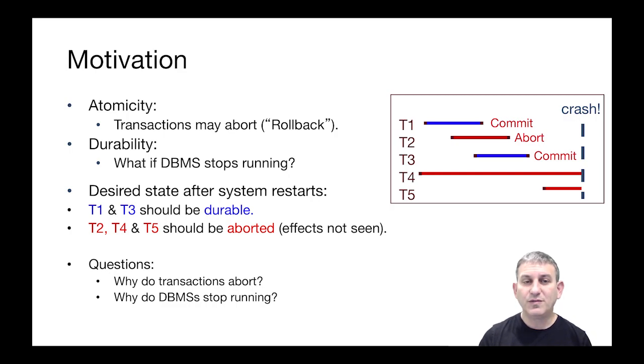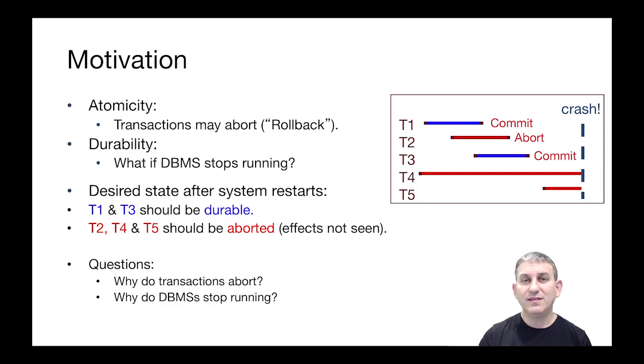Now, from a durability perspective, if the database system does crash, which it does in this scenario, we want to make sure that T1 and T3 are durable. Even though T4 and T5 were running at the time of crash, they should not appear as if they ever ran. Okay, so we have both atomicity and durability concerns at the time of crash. The desired state after this system restarts is that T1 and T3 are durable, T2, T4, and T5 should be aborted, and it should be as if they never ran.